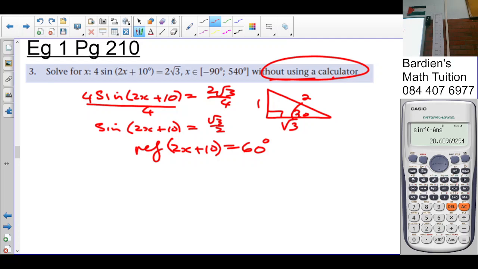So what do we ask ourselves now? You see that 2x plus 10, we don't solve for x at this point. So make a note there. Do not break out the initial angle until we have taken it to its quadrants. Do not break up the angle, which means don't take the 10 over or divide by 2 at this point yet, until we have placed it in its quadrants.